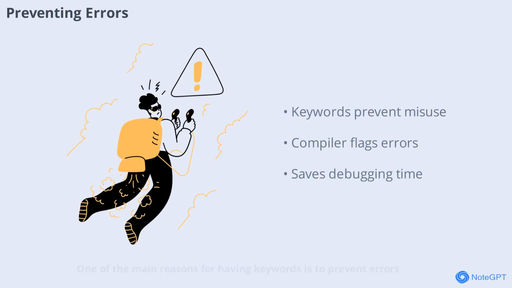One of the main reasons for having keywords is to prevent errors. By reserving certain words, programming languages ensure that these words are used only for their intended purpose. This reduces the chances of accidental misuse and helps maintain the integrity of the code. When you try to use a keyword as a variable name, the compiler will immediately flag it as an error, saving you time and effort in debugging.